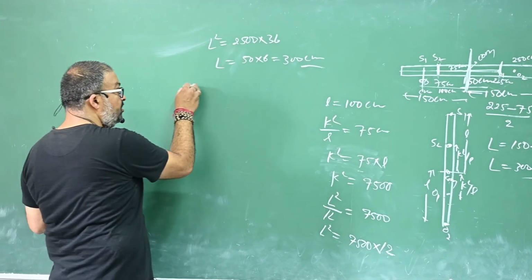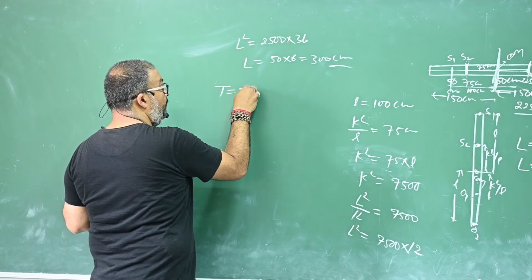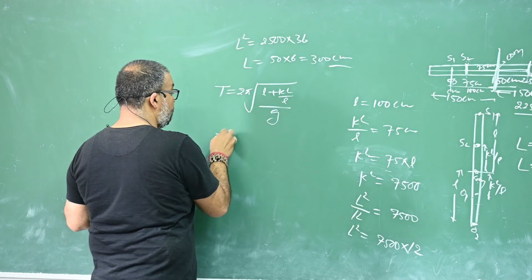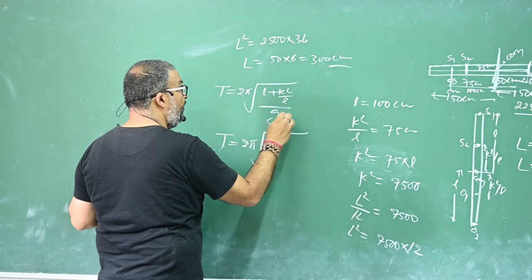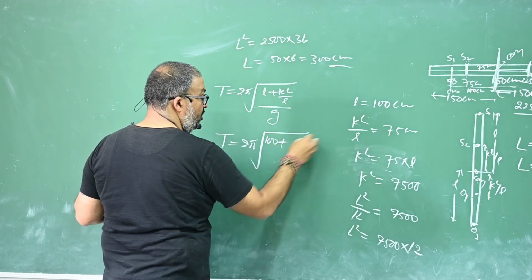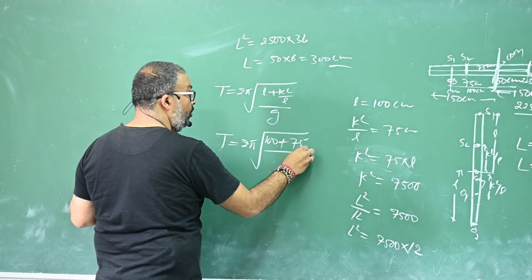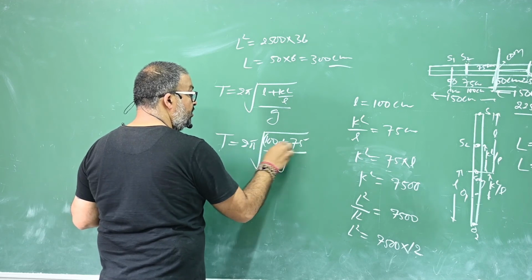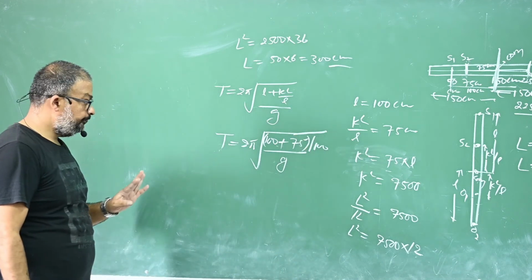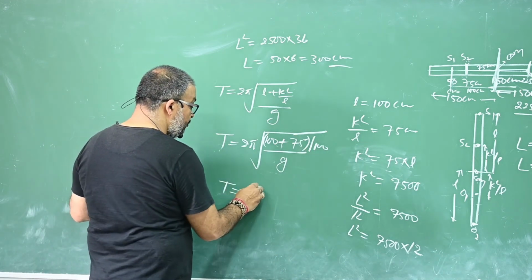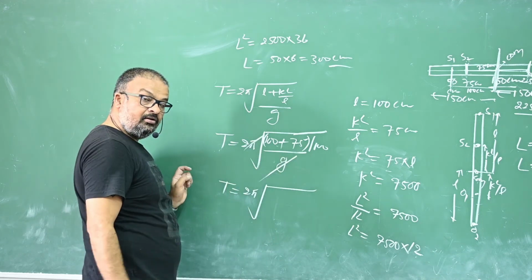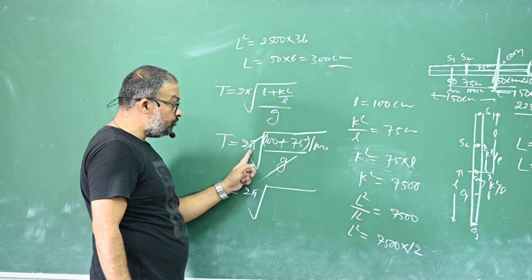Now we have to find out time period in this case. So time period is written as 2 pi square root of L plus k square by L upon G. So this time period will be 2 pi square root of L. L is how much? 100 centimeter. K square by L is how much? 75 centimeter upon G. And all these are written in centimeter, so it is to be divided by 100 to get in meter. So the time period will be 2 pi square root of G. Square root of G and pi are cancelled.